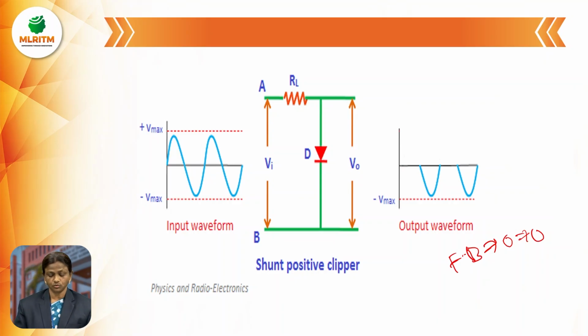So during the positive half cycle, diode D is in forward bias. Whenever diode D is connected in shunt or in parallel, it acts as an open circuit. So current equals 0, therefore V naught equals 0. So during the positive half cycle, at the output side, V naught equals 0, meaning the total positive half cycle must be cut off at the output side. That's why this is known as a shunt positive clipper. The positive portion must be cut off at the output side.